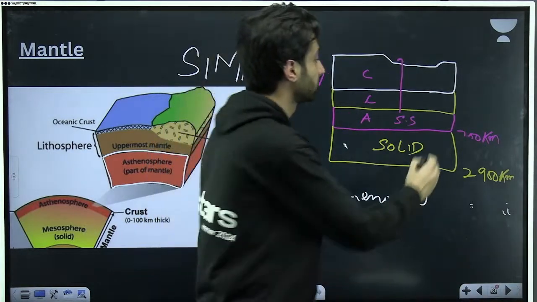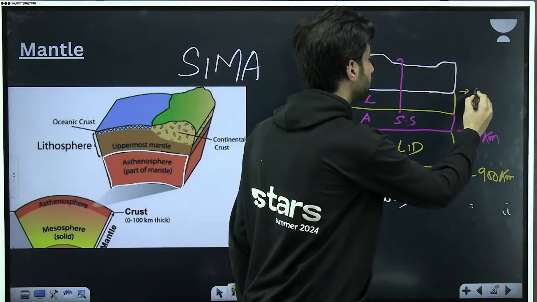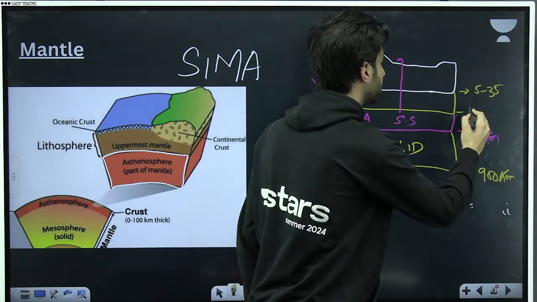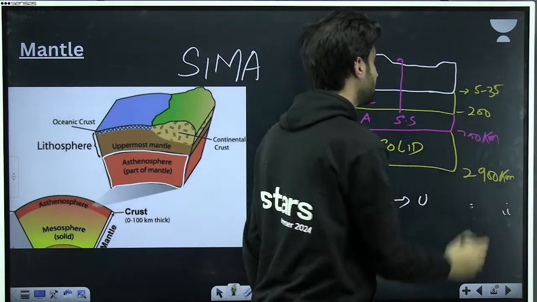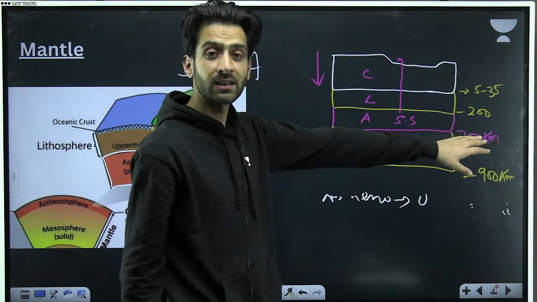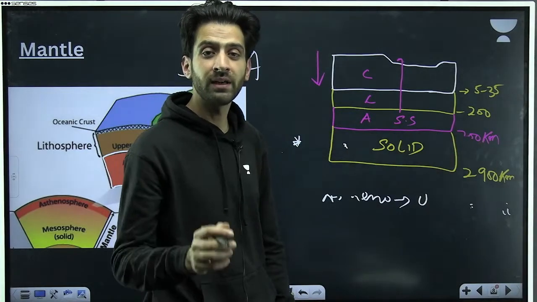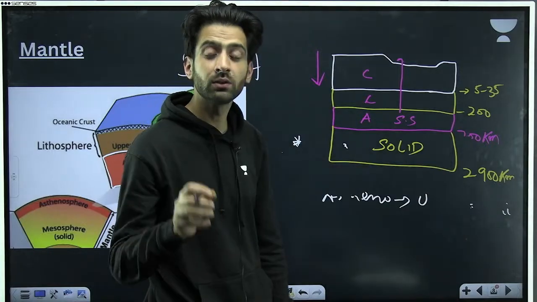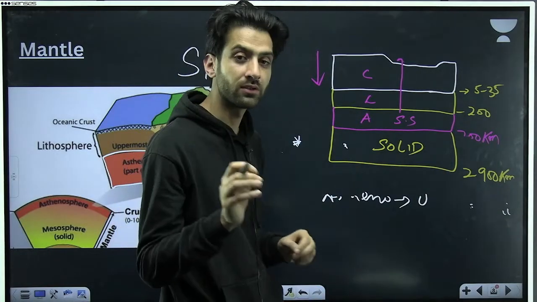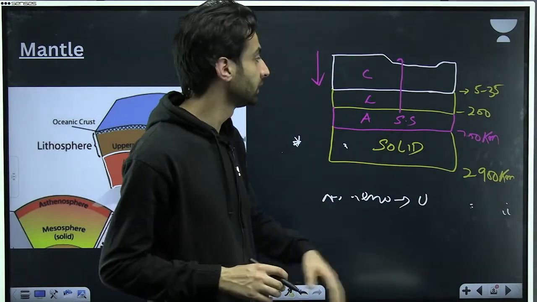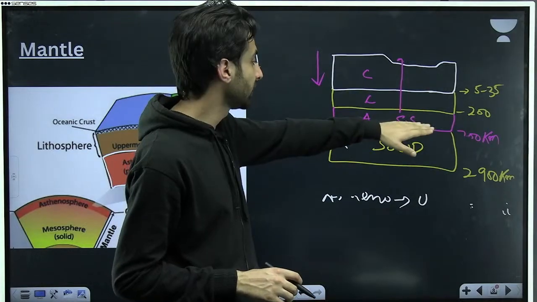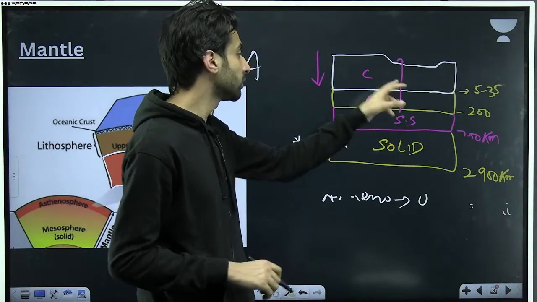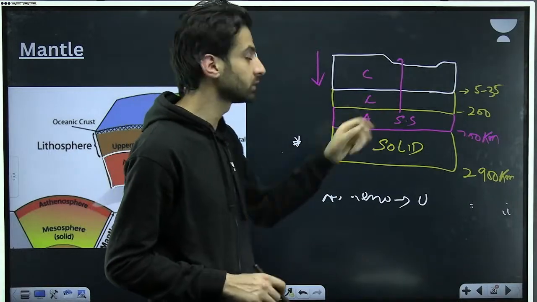Crust thickness, as I've told you, is 5 to 35. Lithosphere will go up to around 200. The upper part of the mantle ends at 700 kilometers, and then we have the lower mantle. This is solid again, and it goes up to 2900 kilometers. Is it clear? We have a solid layer, then a semi-solid layer, and then a solid layer again.